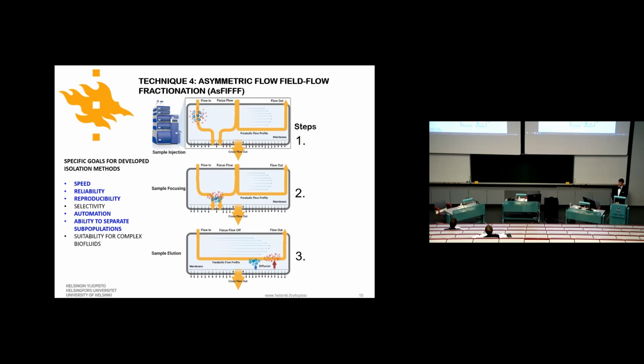When we stop the cross flow, the particles start traveling, and in the normal mode, smaller particles reach the detector first, followed by the bigger particles. And we get this nice size-based separation. With this technique, we reached goals which were speed, reliability, reproducibility, automation, and ability to separate subpopulations.